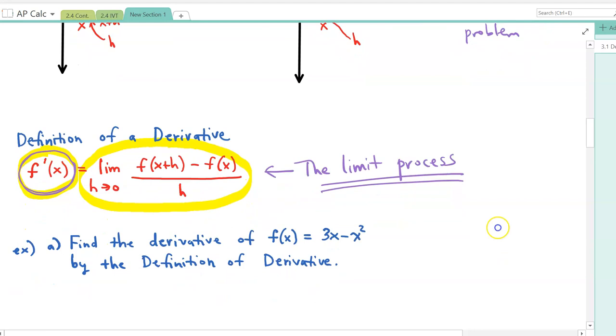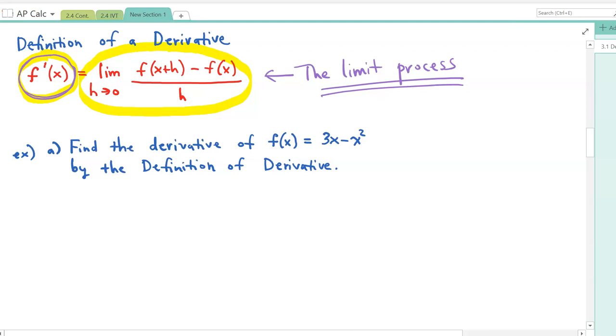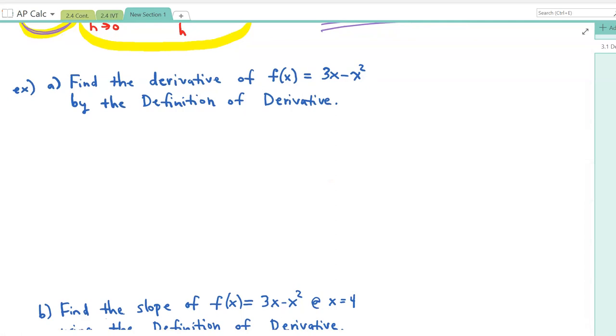All right, so let's practice what this means. Here's our example. Find the derivative of the function 3x minus x squared by the limit process, by the definition of a derivative. So we have this function, and we want to find what the derivative is. Take a moment to write that down. All right, so to find the derivative of that function, we're going to use the definition of derivative. It's kind of long, so be prepared to write, but in the next couple lessons we will come up with a shortcut. But for now, let's do it.